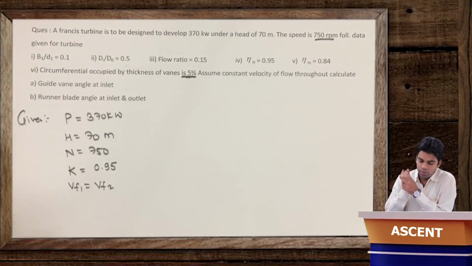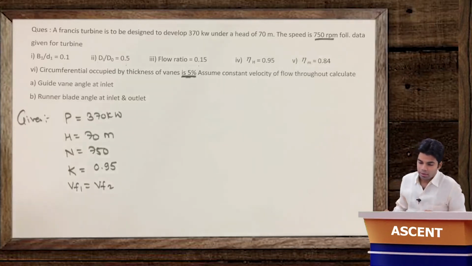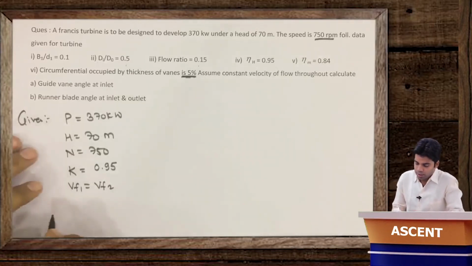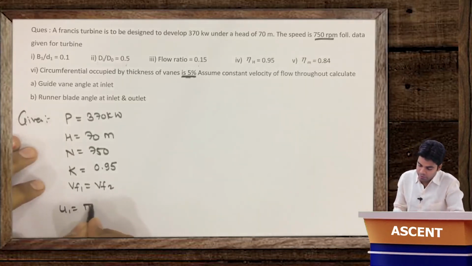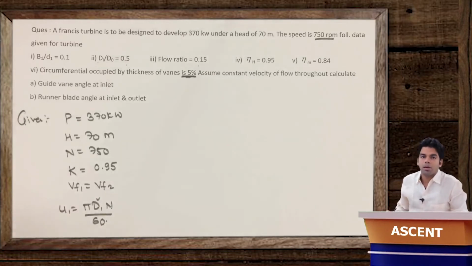Okay, so for calculating that, first we will have to determine, as I told you, the value of u1 and vw1. By any means, first we will have to determine the value of u1 and vw1. And u1, as I told you, is equal to pi d1 n by 60. So for this, first we will have to determine the value of d1. Now from where can we determine?